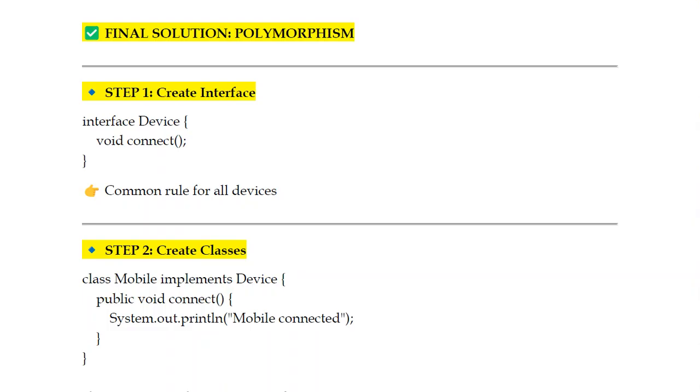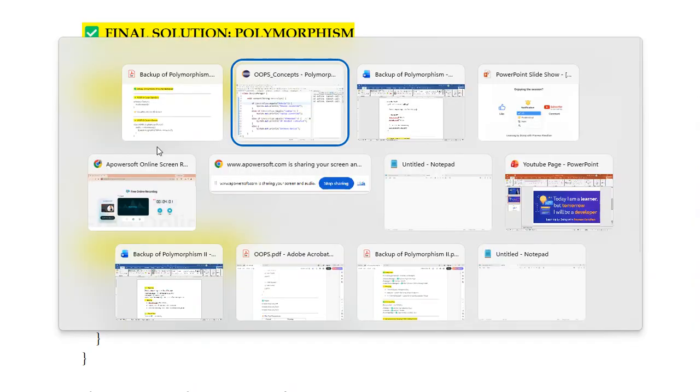So only the method declarations are present. The function declarations are present. There is no method definition. This definition will be implemented by someone, some other class. So first step, what they're telling: interface Device. In the device, you have to give the declaration method. What is that? Connect. So first we'll create this.